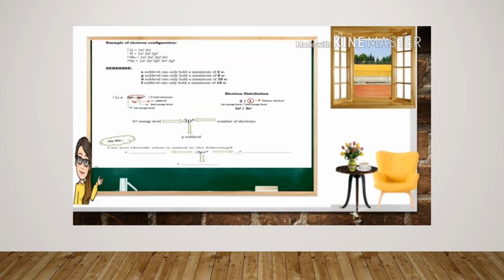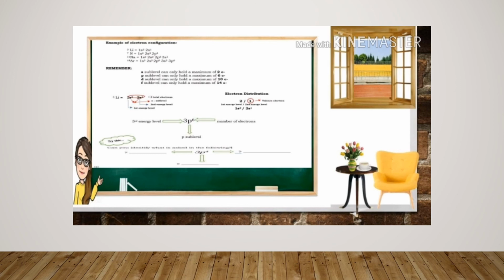Here are examples of electron configuration. Number 1, Li: 1s2, 2s1. Nitrogen: 1s2, 2s2, 2p3. Next is sodium: 1s2, 2s2, 2p6, 3s1. Argon will be 1s2, 2s2, 2p6, 3s2, and 3p6. Remember that the S sublevel can only hold a maximum of 2 electrons. The P sublevel can only hold a maximum of 6 electrons. The D sublevel can only hold a maximum of 10 electrons. And F can only hold a maximum of 14 electrons.